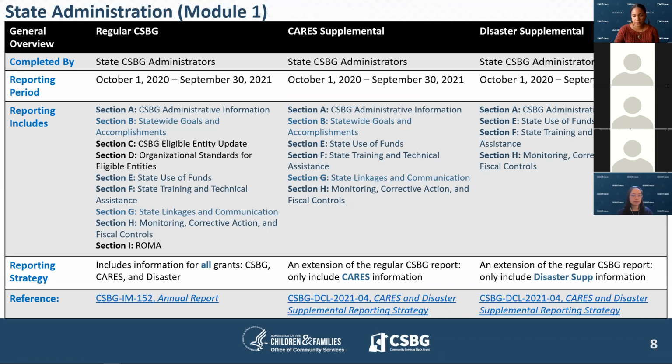Last but certainly not least, for CSBG, you must report on all grants. For the CARES, only report on CARES. And for disaster, only report on disaster.